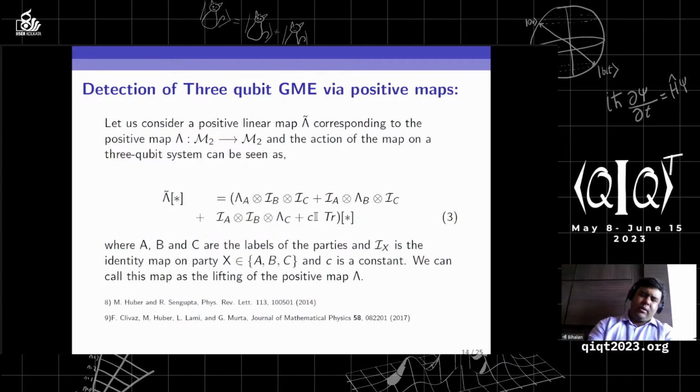Now, detecting genuine multipartite entanglement using positive maps: the first research in this direction was initiated by this paper by Markus Huber and Ritabrata Sengupta in PRL 2014. After that, Clivaz, Huber, Lami, and Murta came up with this paper in JMP 2017. They came up with the idea of lifting of maps.